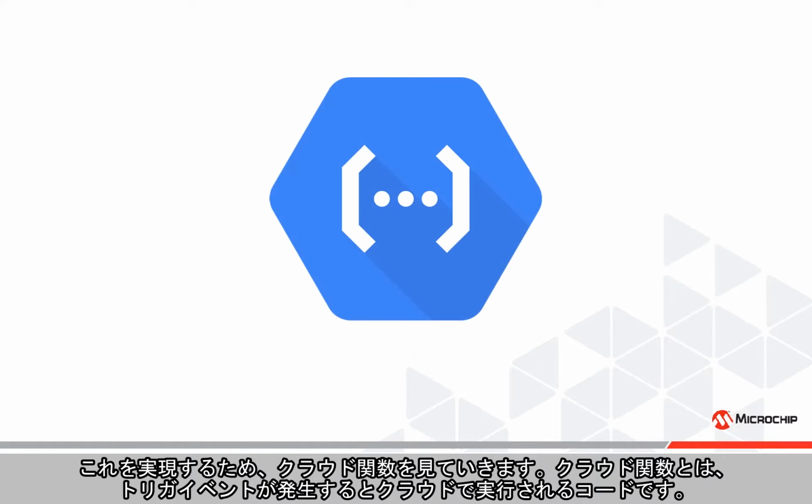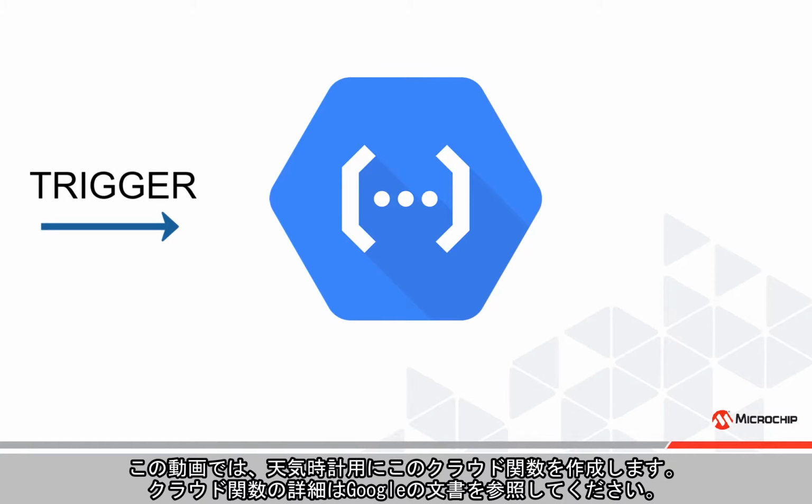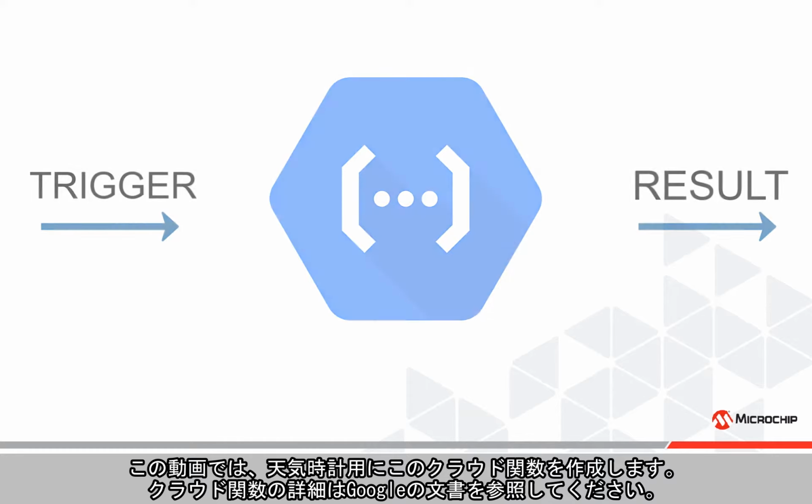A cloud function is a snippet of code that runs in a cloud when a trigger event occurs. In this video, we create this cloud function for the world clock. To learn more about cloud functions, visit Google's documentation.